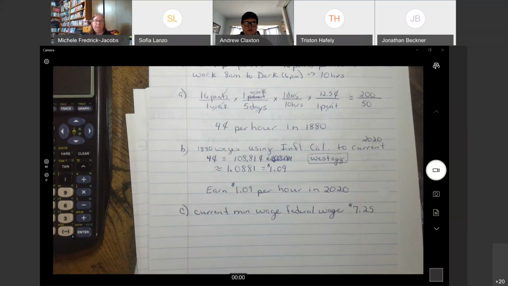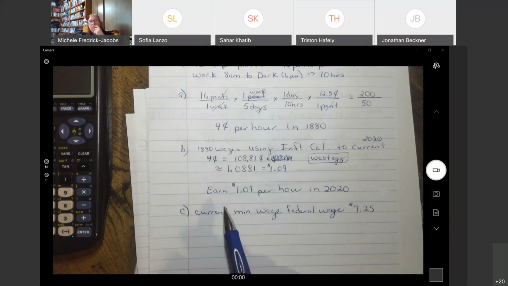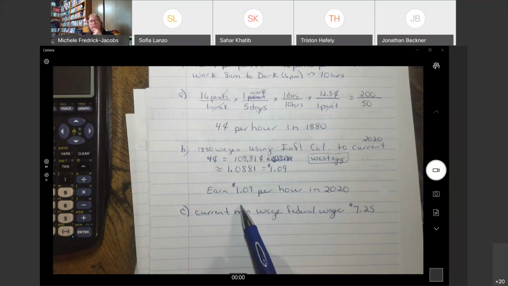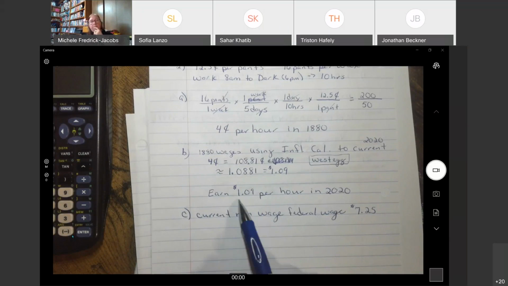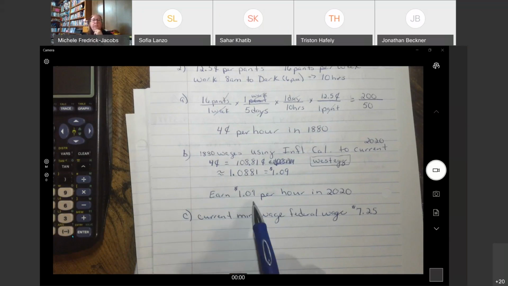Any questions on that? Wait, so using the inflation calculator, in 1880 they would make 4 cents an hour, but using the inflation calculator they got $1.09. So part B, we use the inflation calculator. That's how we got that answer.